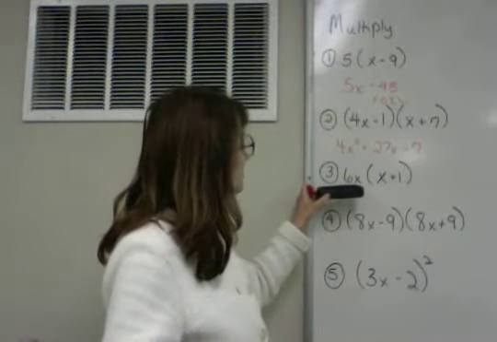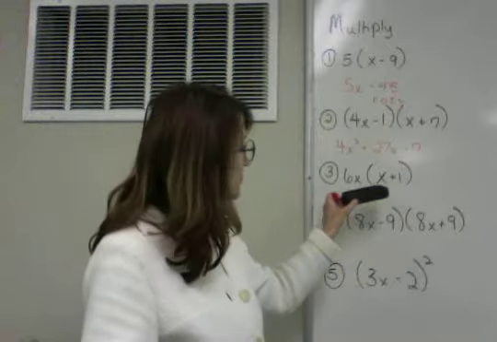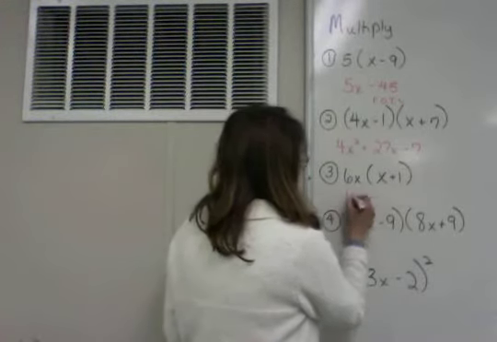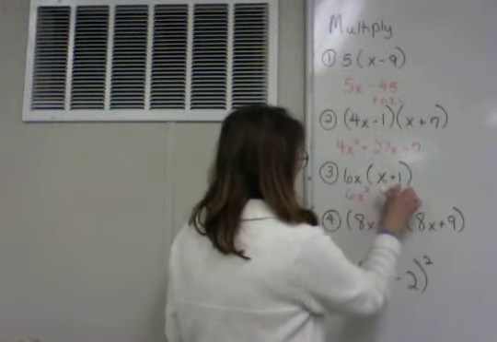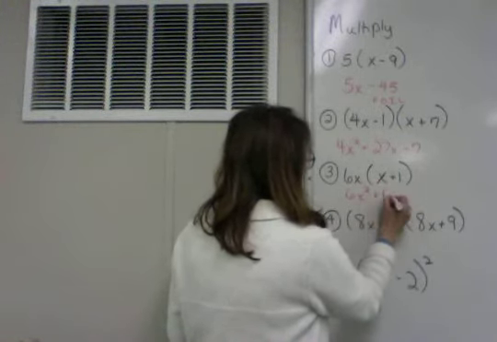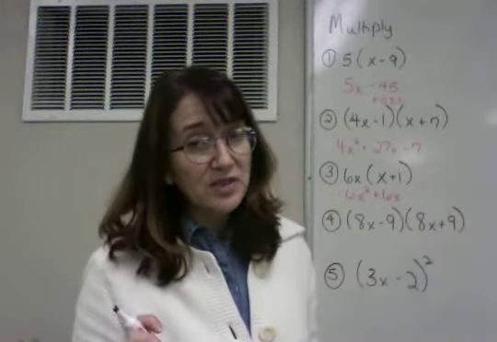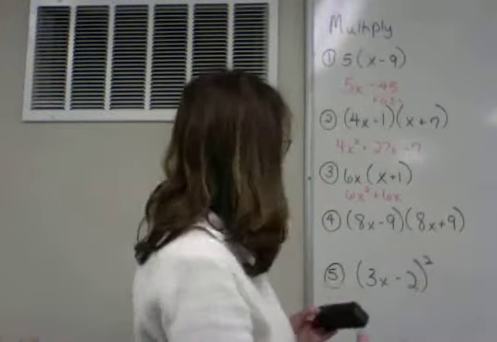Going down here, multiplying 6x to the binomial x plus 1, monomial times a binomial. So 6x times x would be 6x squared. 6x times the 1 would be a plus 6x. I cannot put those together because they are not like terms due to the x squared.